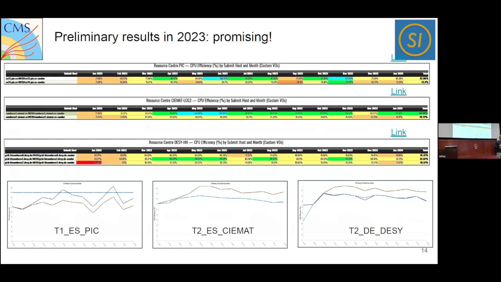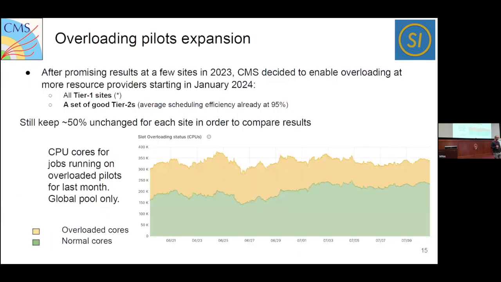reported to this is the efficiency from the portal, the WLCG portal, the EGI portal. So this official efficiency is reported to WLCG. Given the good results, we extended the number of sites that we are overloading in January 2023. We extended it to the tier 1 and a set of good tier 2.